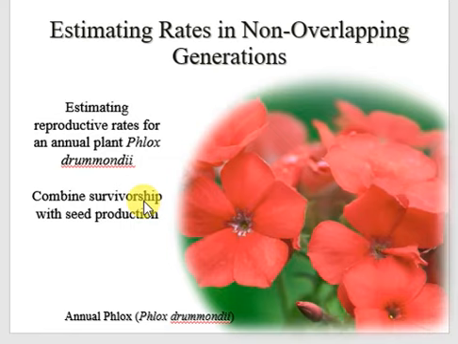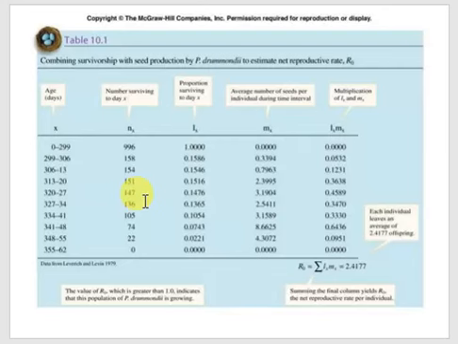We're working with it not because it's an interesting species, because it is, but more because it's a great example for a species that has non-overlapping generations. So when we're estimating rates in this species, we're doing so by combining survivorship with seed production. Here, the offspring are represented by seeds. Seeds serve as the fruit of plants that will then go on to germinate and produce new offspring in favorable habitats.